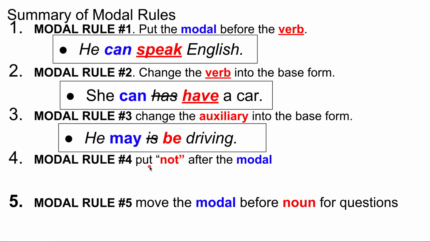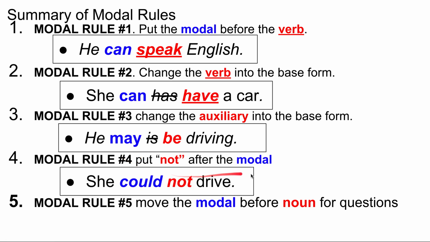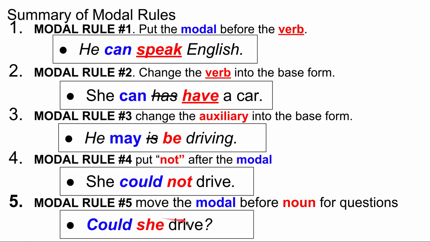Modal rule number four is when we add not after the modal. So she could not drive. Not comes after the modal, could. And modal rule number five is to move the modal before the noun for questions. So for example, could she drive? Okay.